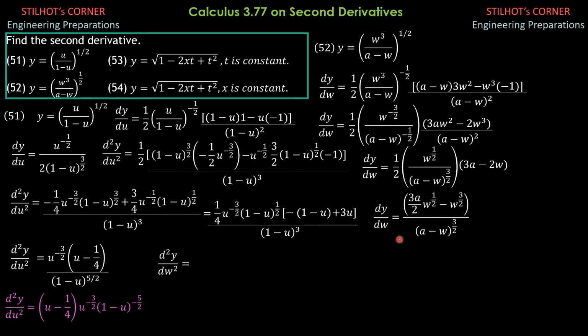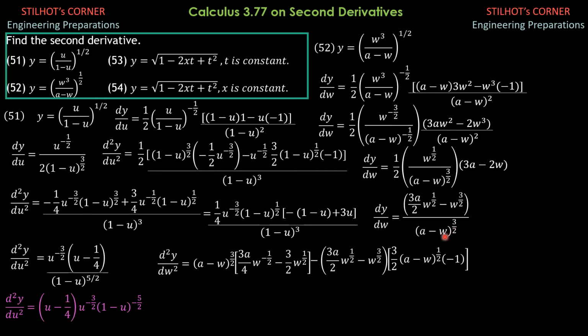So the second derivative of y with respect to w is equal to the denominator (a minus w) to the 3/2, times the derivative of the numerator: 3a over 2 times 1/2. So 3/2 a times 1/2 is 3/4 a, then w to the negative 1/2, then minus 3/2 w to the 1/2, all over, that's the denominator, minus the numerator times the derivative of the denominator. The derivative of the denominator is 3/2, so times 3/2 a minus w to the 1/2 times negative 1, then all over the square of this, which is (a minus w) raised to 3.